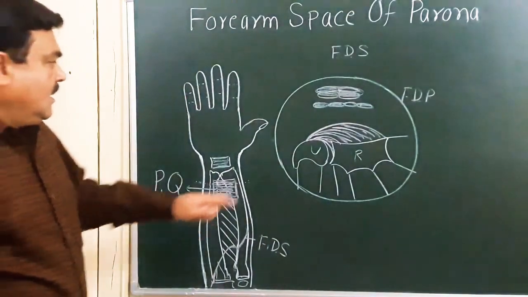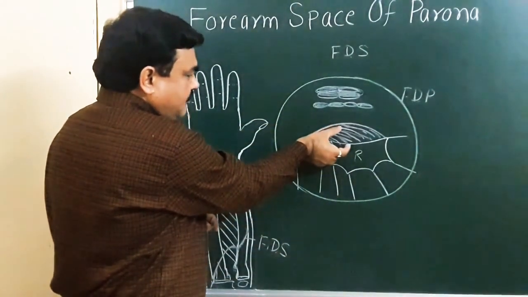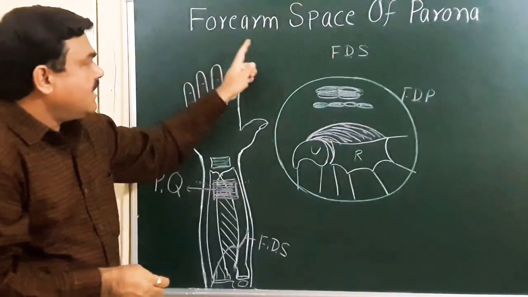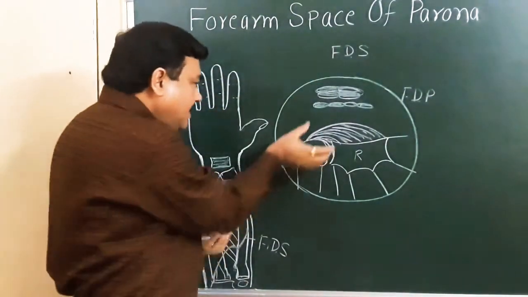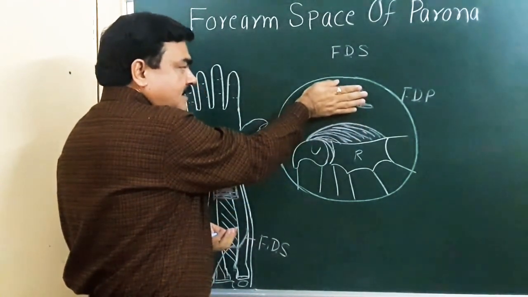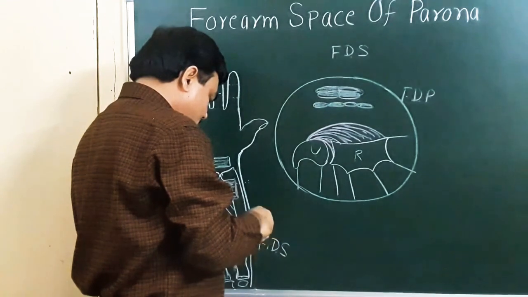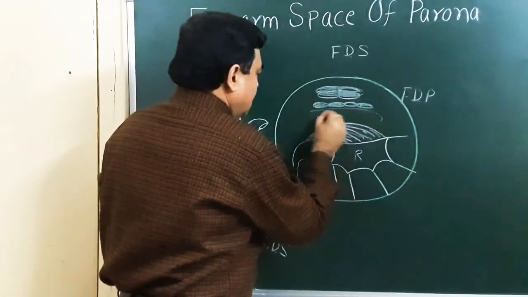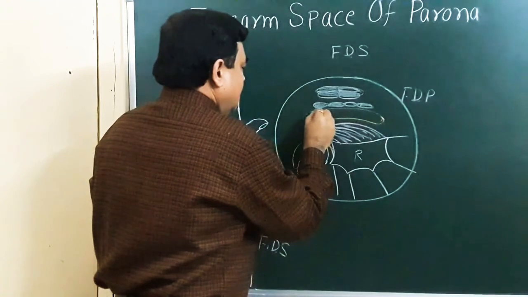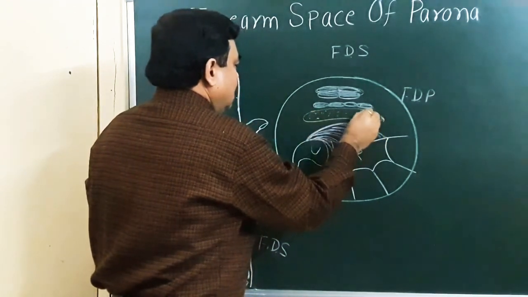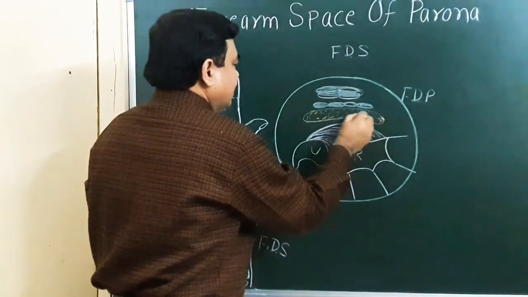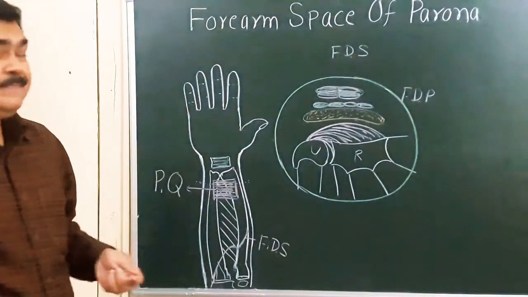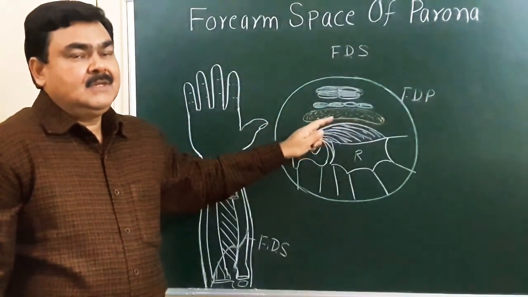Like this. So here you can see this is pronator quadratus and these are long flexor tendons. This space, the forearm space of Parona, is present in between these two structures, this structure and these long flexor tendons of the forearm. Here is the position of the forearm space of Parona. This space is filled with loose connective tissue.